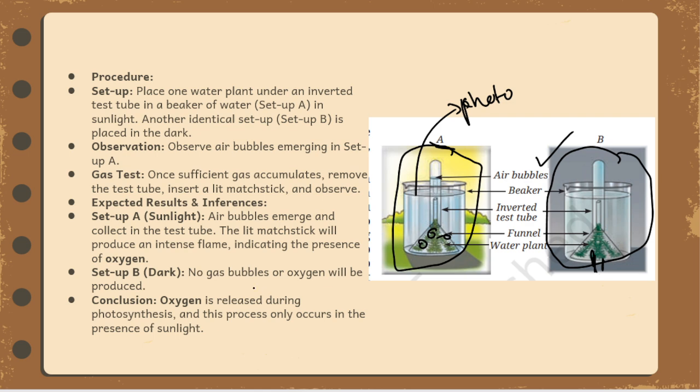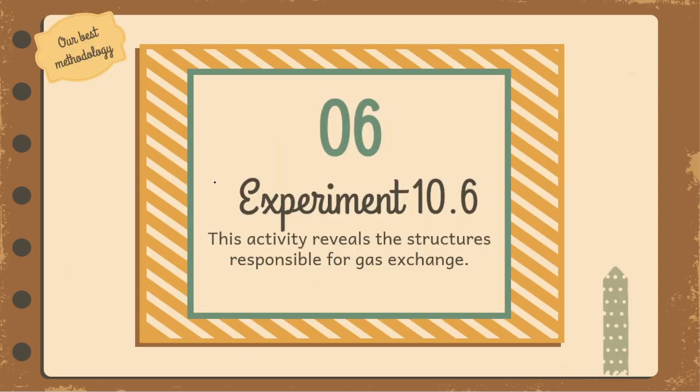So what we have concluded here is that oxygen is released during photosynthesis, and this whole process occurs in the presence of sunlight. Now let's move to the next experiment, experiment 10.6.